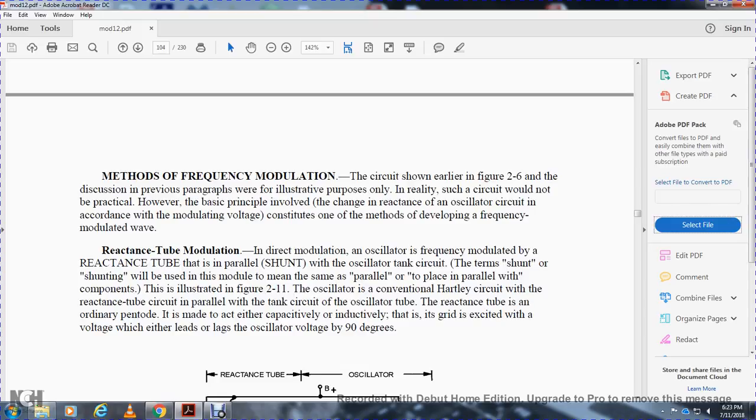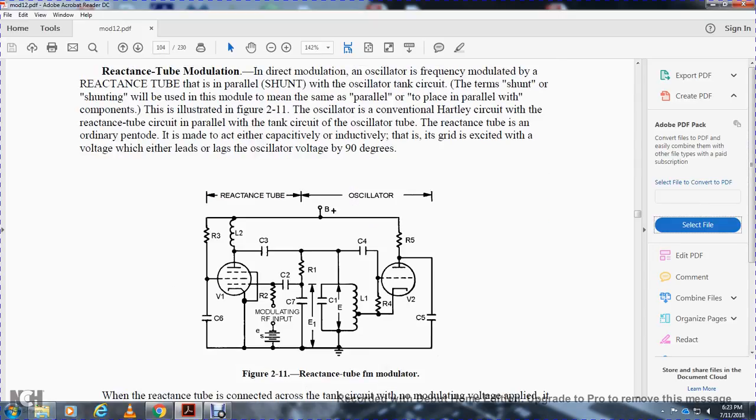The oscillator is a conventional Hartley circuit with the reactance tube in parallel with the tank circuit of the oscillator tube. The reactance tube is an ordinary pentode. It is made to act either capacitively or inductively, that is, its grid is excited with a voltage that either leads or lags the oscillator voltage by 90 degrees. Alright, Figure 2.11 shows the reactance tube FM modulator.